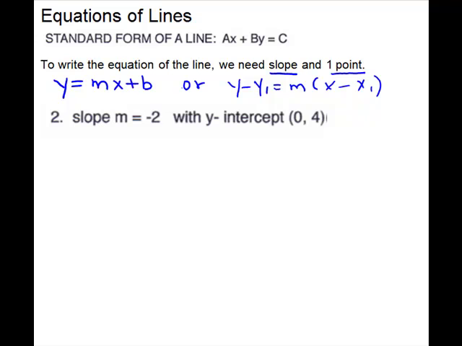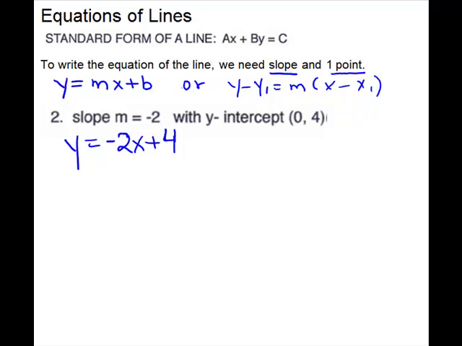For problem 2, they would like us to write in slope-intercept form, standard form, and function notation. On this one, they are also giving us the slope and the y-intercept. So we will start with that form. So we will just plug in. So we have y equals, our slope is -2x, and our b is 4. So that is slope-intercept form. This is the easiest form to go to function notation from. Remember that f of x is the same as y.